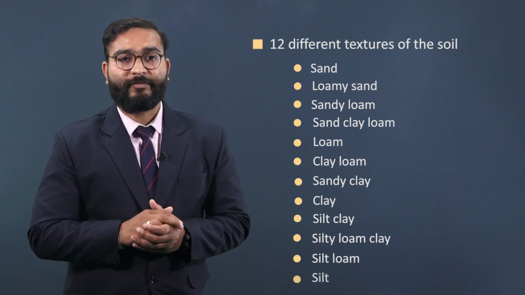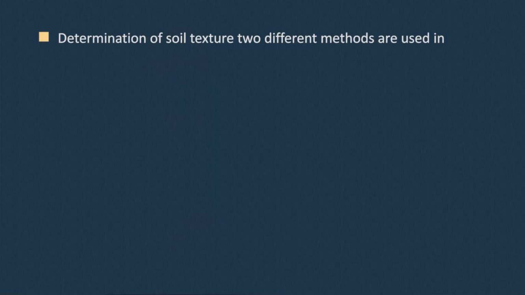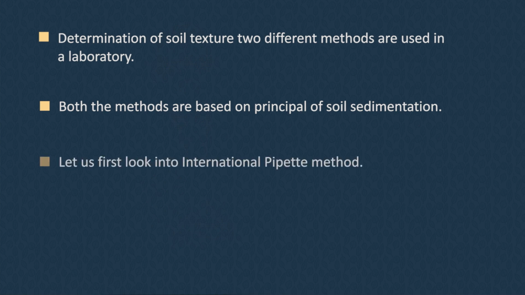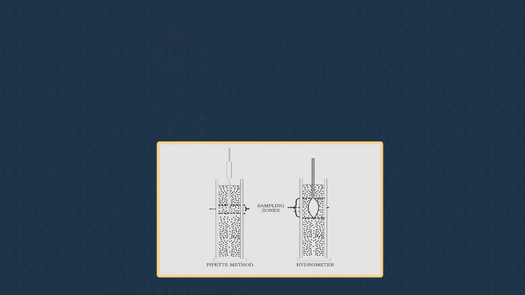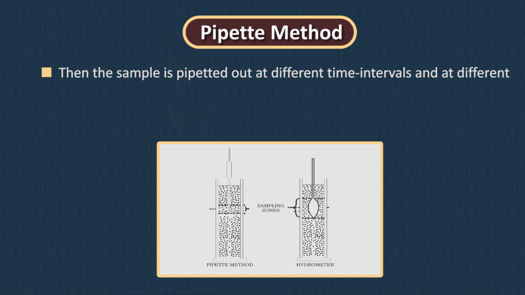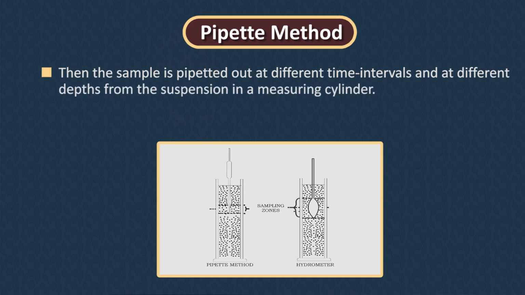and silt. Student, for determination of the soil texture, two different methods are used in the laboratory. Both methods are based on the principle of soil sedimentation. Student, let us first look into the international pipette method. In this method, a suspension of the soil in water is made, and the sample is pipetted out at different time intervals and at different depths from the suspension in a measuring cylinder.